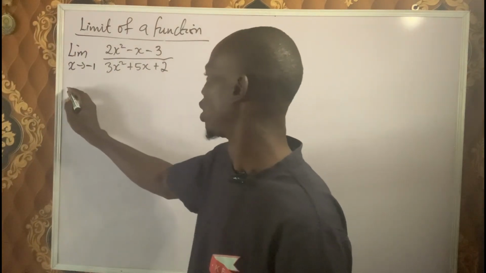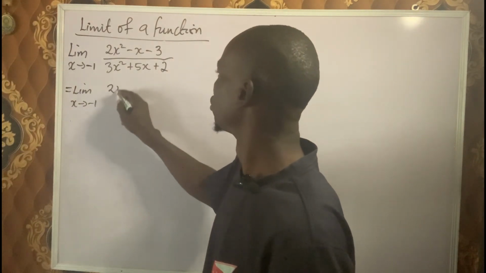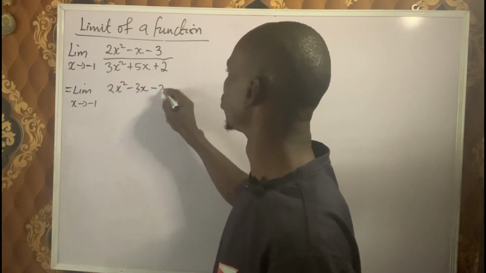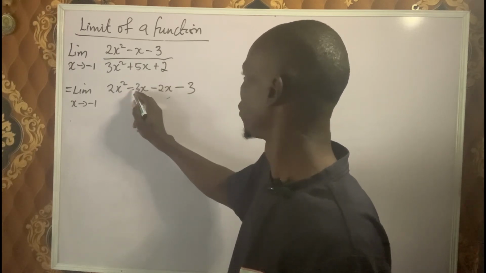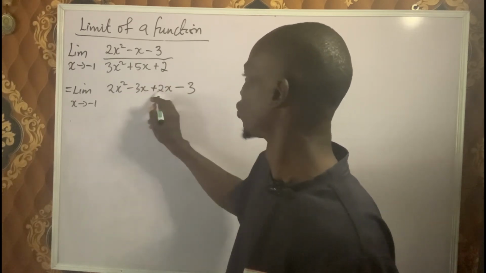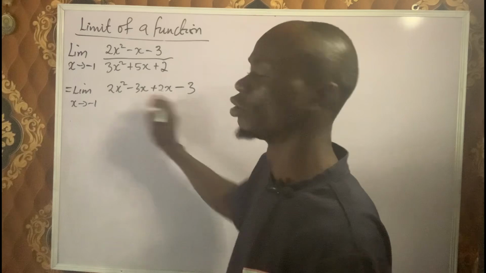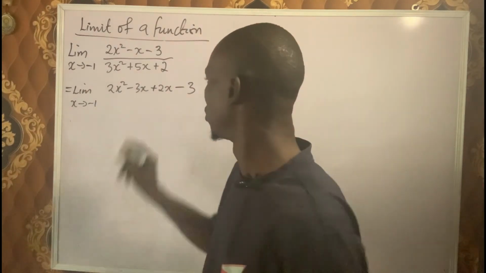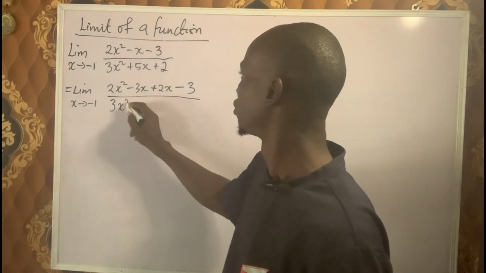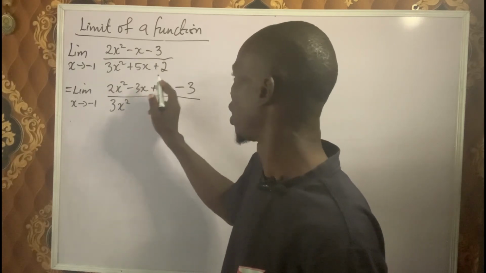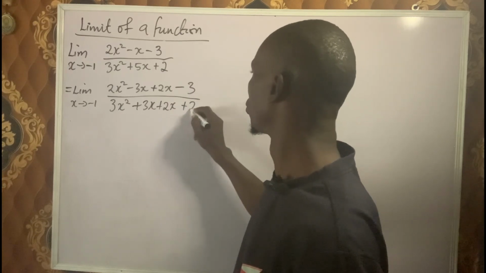So in that case, I'm going to have limit as x tends to minus 1, 2x squared minus 3x plus 2x minus 3. Minus 3 plus 2 will give me minus 1x. You see it? And minus 3 times plus 2 will give me minus 6, the product of the 2. Like I said, in another video, I will explain in detail. So we go down, we have 3x squared. So the numbers that can replace the middle term are 3x plus 2x. So we have plus 3x plus 2x plus 2.